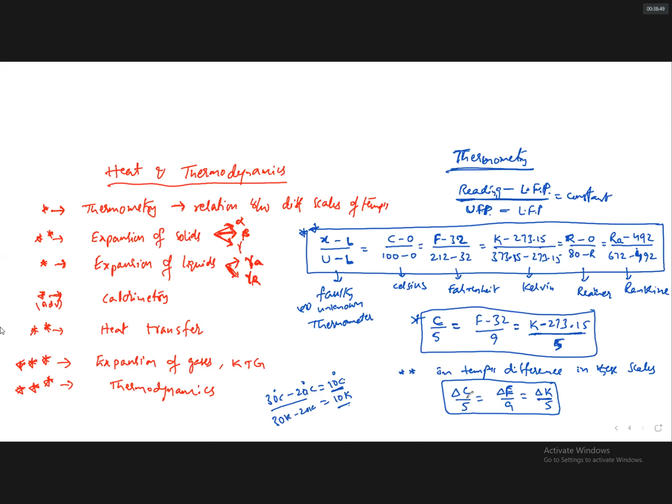Means the difference in temperature in Celsius and Kelvin scale is the same, but the readings are not the same. Temperature differences are equal. Means a 1 degree Celsius increment in the Celsius scale is equal to a 1 degree increment in the Kelvin scale. That increment in temperature is the same in Celsius and Kelvin scale. But the increment in temperature in Fahrenheit and Celsius scale is not the same. So a 1 degree Celsius increment is equal to 9 by 5 times the Fahrenheit scale.